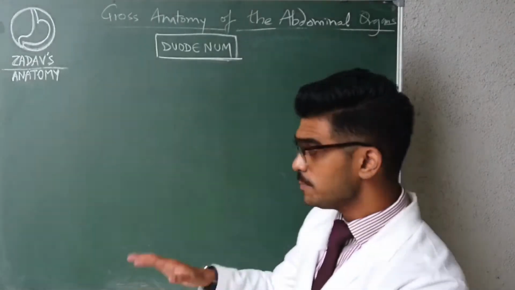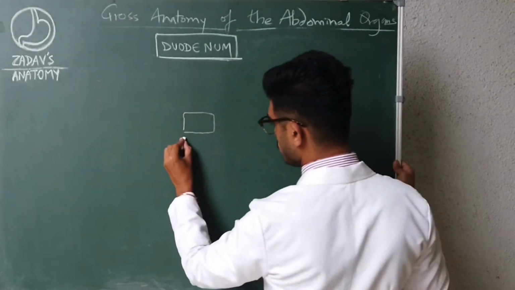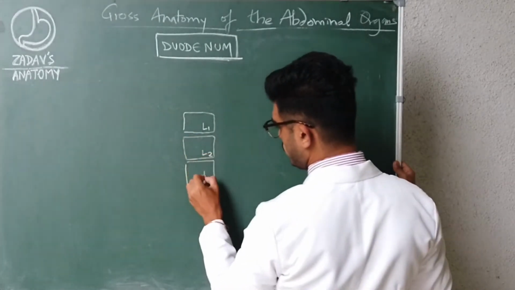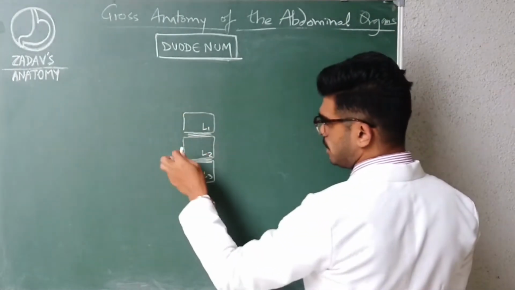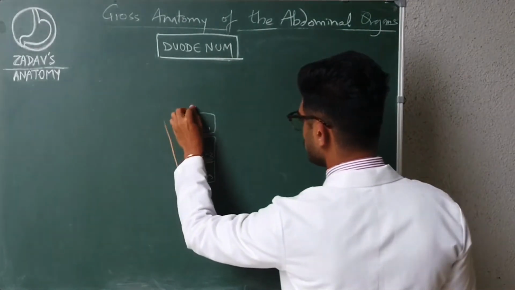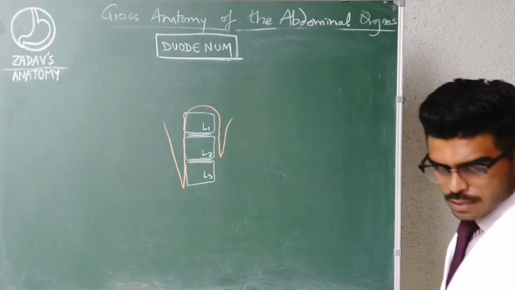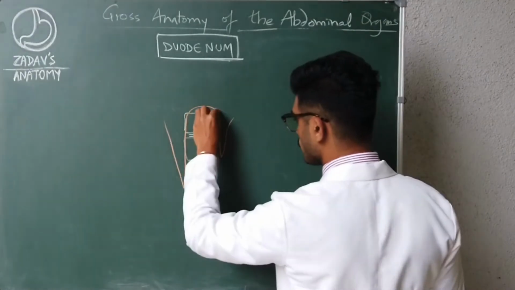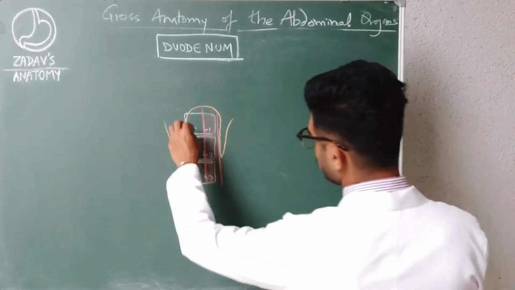So I'm going to draw the posterior abdominal wall here. Let's start with the midline. I'm just going to draw it at the region of L1, L2, L3. So that's the extent of the duodenum. That's the midline. Now on either side, I'm going to draw a couple of things. Firstly, the right crus of the diaphragm and the left crus of the diaphragm. Then the abdominal aorta, that will be somewhere over here, and the inferior vena cava, somewhere over here.